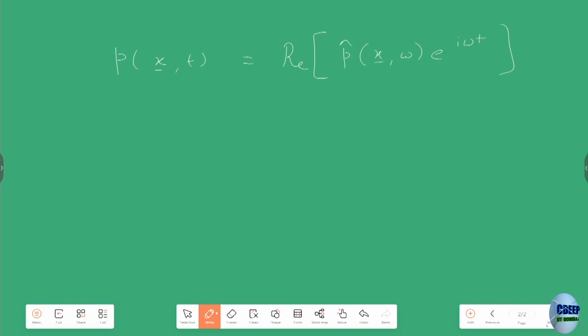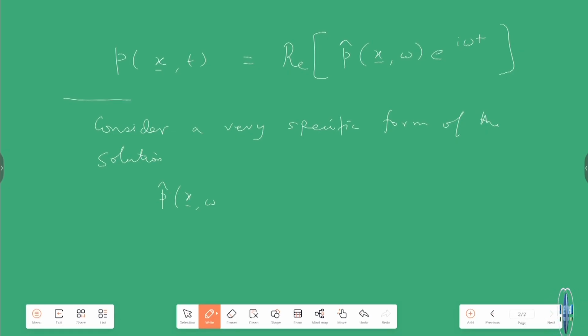Next, what we are going to do is we are going to consider a very specific form of the solution, namely that p hat of x and omega is some a times e to the power i.